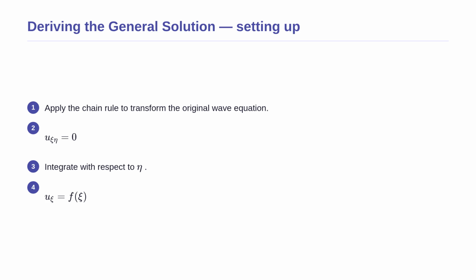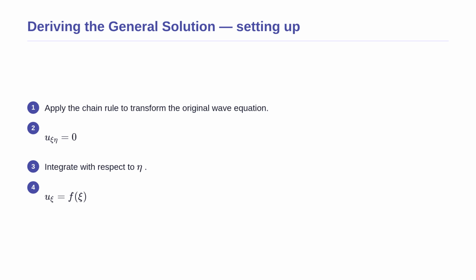Now that we have our moving coordinates, let us see how they transform the equation. By applying the chain rule from calculus to our original derivatives, the wave equation transforms into an incredibly simple form. The mixed second partial derivative of u with respect to xi and eta equals 0. This means the rate of change in the left moving direction does not depend on the right moving direction.